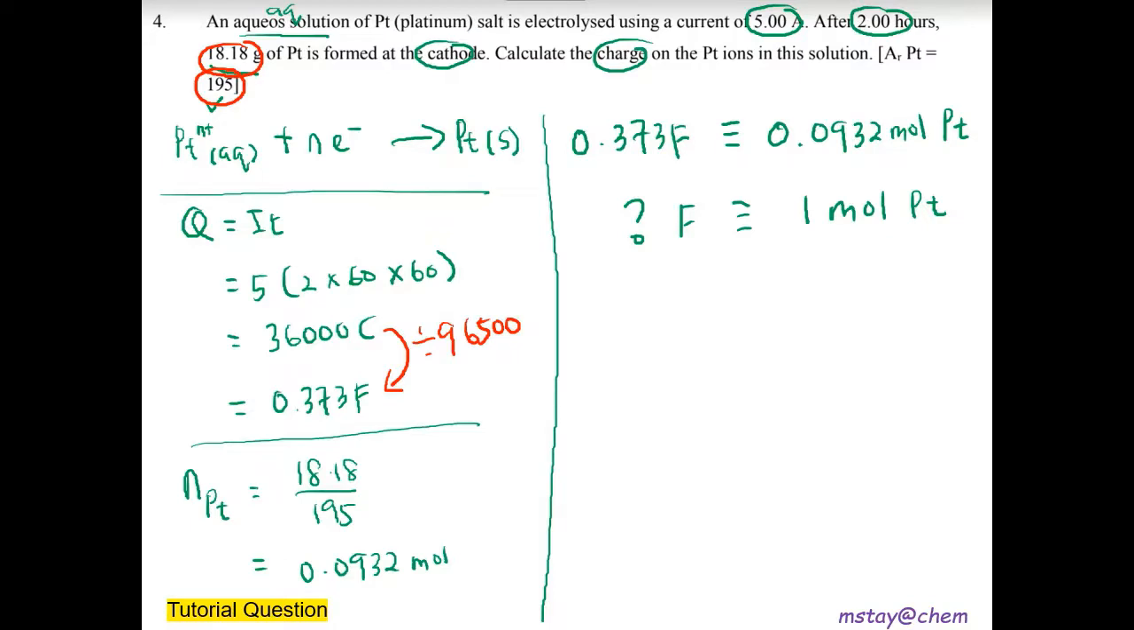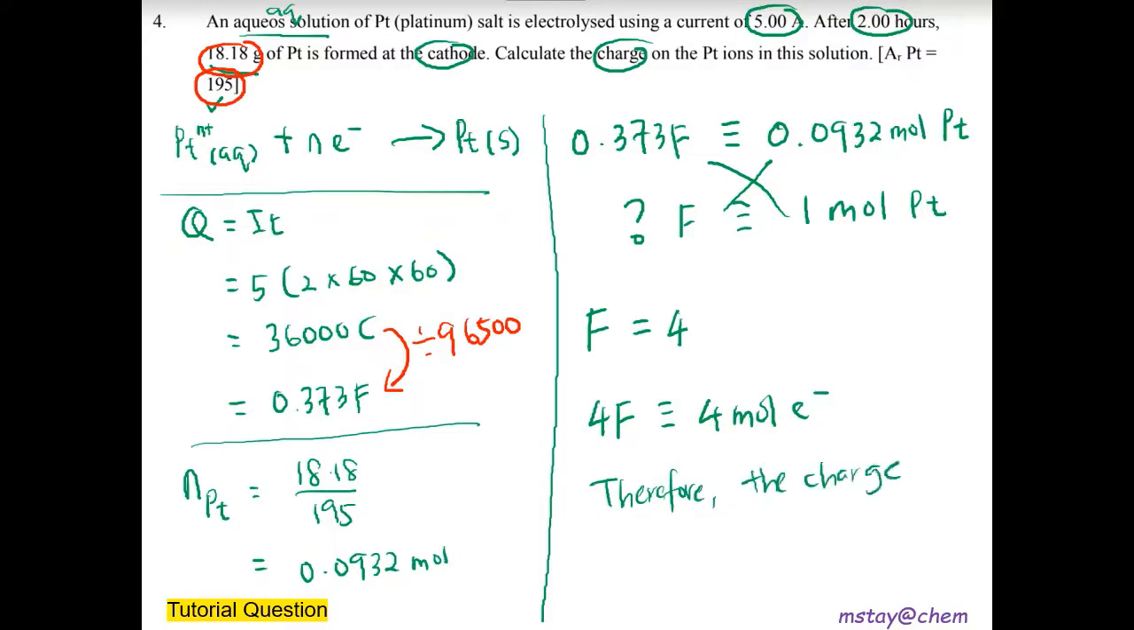So we're going to use crossover multiplication. Then we will get the Faraday as 4. So if 4 Faraday, it means that we need 4 moles of electrons. Therefore, the charge of the platinum ion is 4 plus. Okay, why do we know it's positively charged?